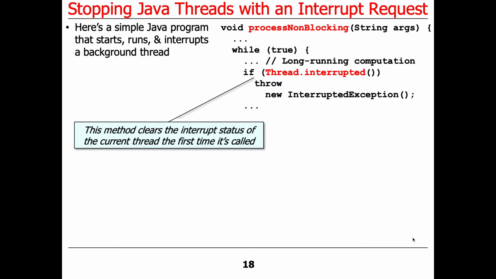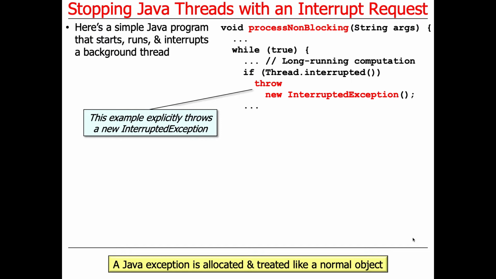There's another method called Thread.interrupted, which has another side effect, which is that it clears the interrupt status. So if it's interrupted, it realizes that, and then it says, okay, and now I've handled the interrupt. So that's what Thread.interrupted does.